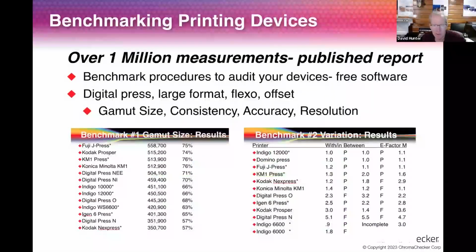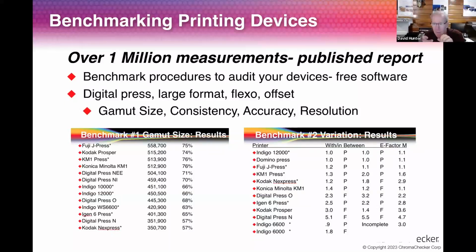How do you know what your output devices are capable of? We have been doing a benchmark procedure with printing devices, especially digital printing devices, for over 5 years now. We have over 1 million measurements published in our system. We have documented what the gamut size is of different printers. We've documented what the variation of printers is within the page through a 1,000-sheet press run. We've documented what the accuracy of these printers can be with the right RIP and right color conversion workflow.